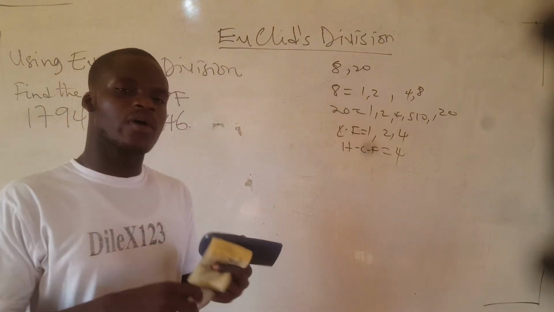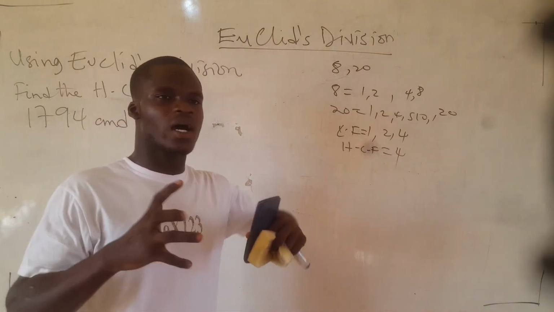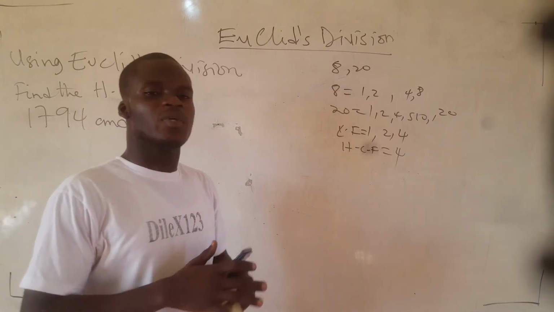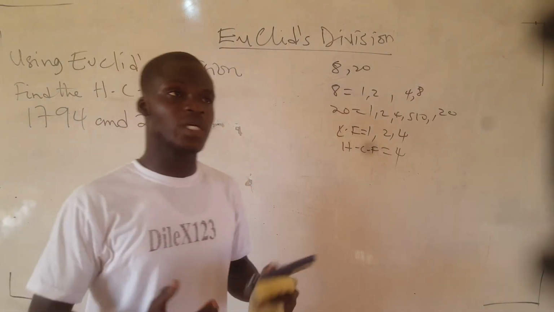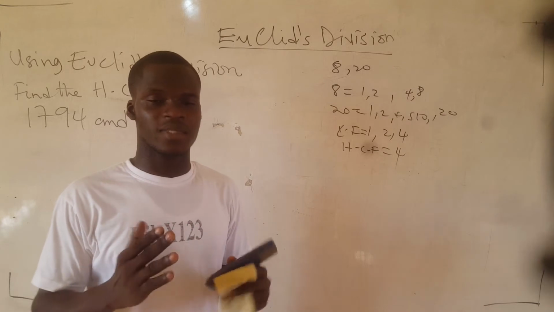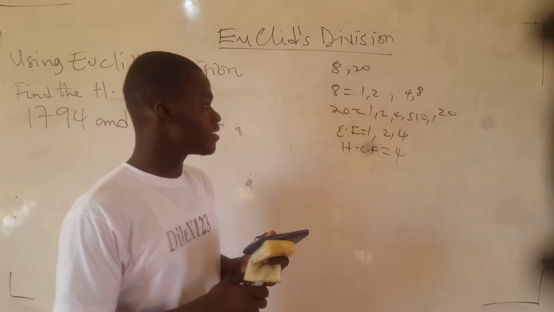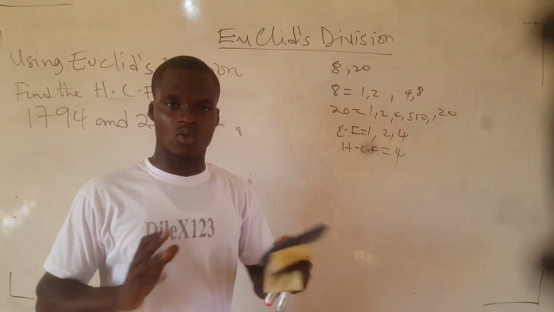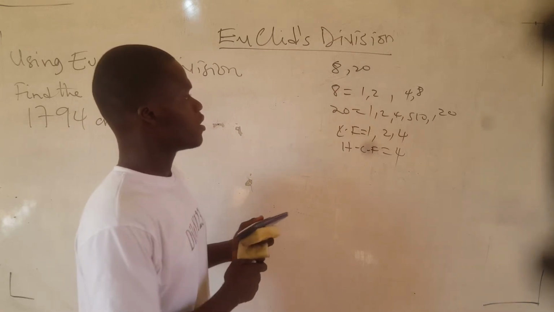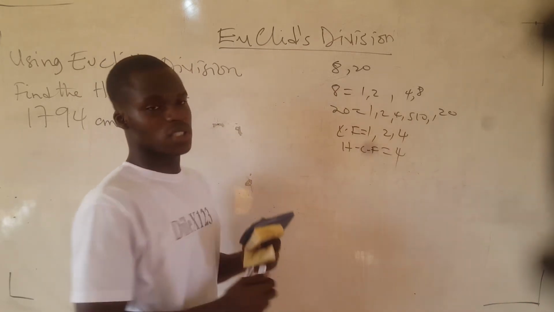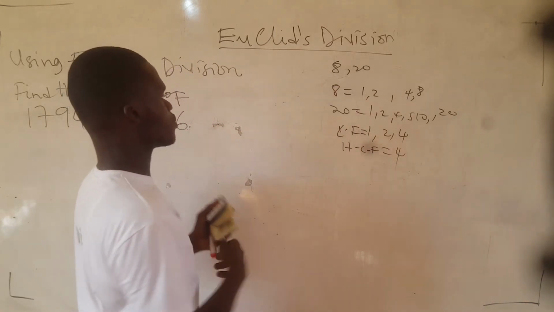Now this method is very good, but you can't use it when you have very huge numbers. Maybe you have to find the highest common factor of 1 million and maybe 2 billion and something, so it becomes complicated using this. Euclid's division makes it so simple for us to solve this. So let's use Euclid's division to solve this question right now without going through this method.